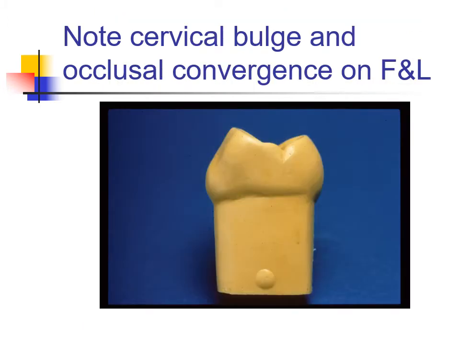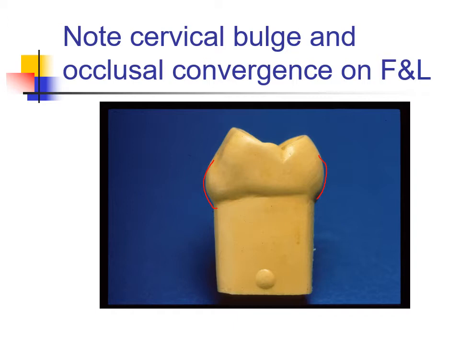If we look at this primary posterior tooth from a proximal view, you can see that there's quite a bit of contour on the primary molars. You can see the very significant buccal bulge here at the cervical area, and a high degree of curvature on the lingual surface as well.